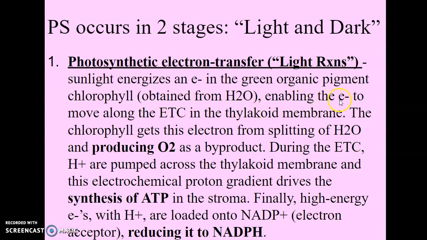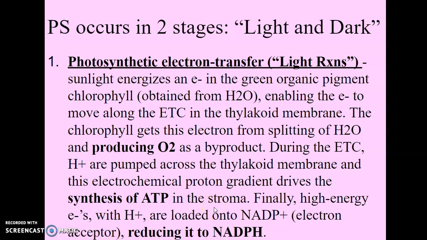And this enables the electron to move along the electron transport chain in the thylakoid membrane. The chlorophyll will get this electron, like I said, from splitting water and then producing oxygen as a byproduct. During the electron transport chain in the thylakoid membrane, the hydrogen ions are pumped across the thylakoid membrane, and this electrochemical proton gradient will drive the synthesis of ATP in the stroma.